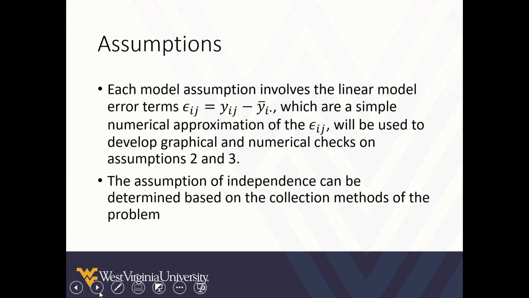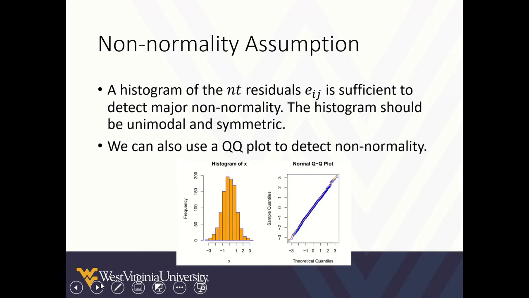Taking a little bit closer look at our assumptions. Each of our model assumptions involves the linear model error terms, epsilon ij, which is equal to each actual observed observation minus the row means, which are a simple numerical approximation of our error term and will be used to develop graphical and numerical checks in assumptions 2 and 3. The assumption of independence can be determined based on the collection methods used in the problem, and usually this is an assumption that's given to us, or we just generally understand that items are collected independently.